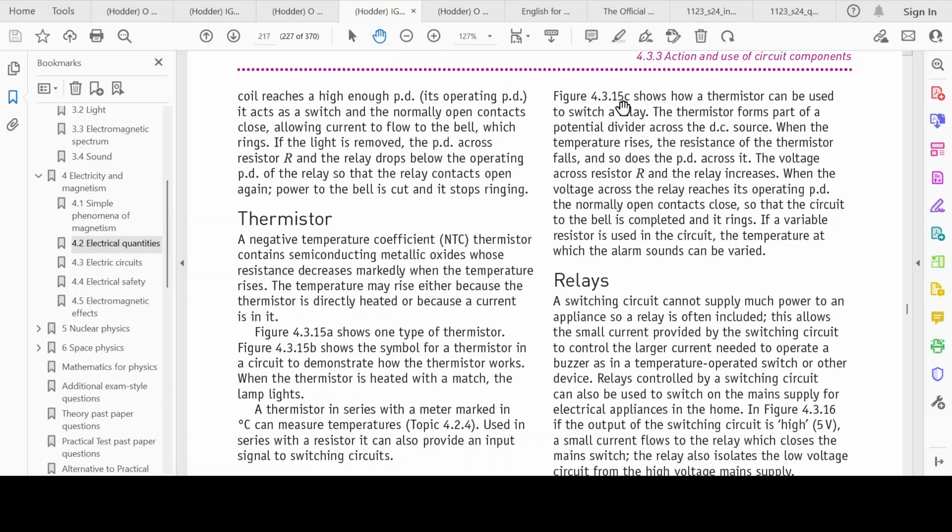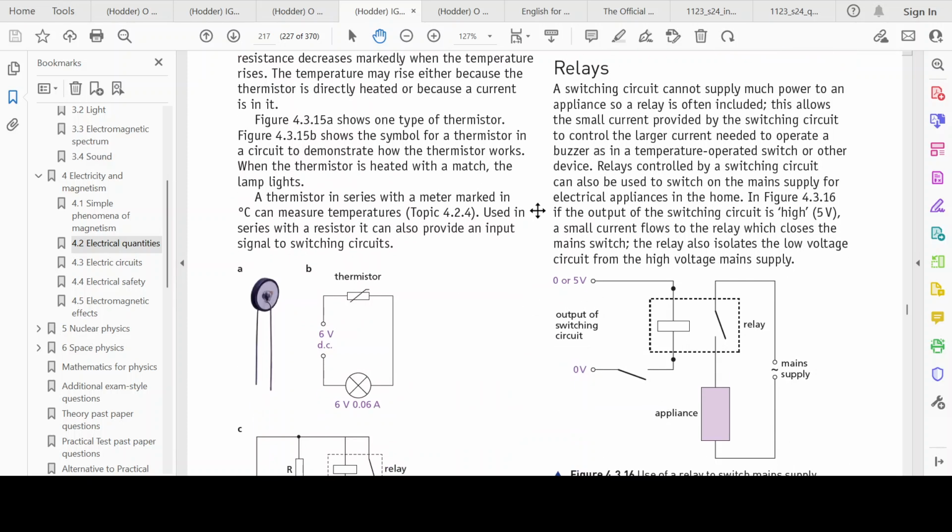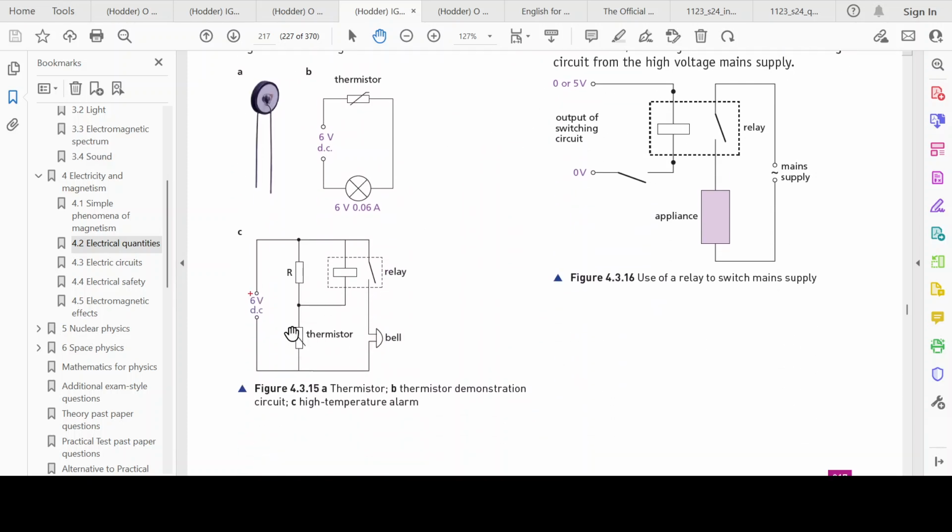So figure 4.3.15C, let's take a look at this. You've got a thermistor. As the temperature increases, it's basically the same thing, right? Instead of light, you've got a thermistor, and as the temperature increases, the resistance drops over here, right? So the voltage drops over here, and voltage increases here, which goes to the relay, which causes the switch to close and the bell to ring. If the voltage drops, the resistance is high over here, the switch opens up, the bell stops ringing.